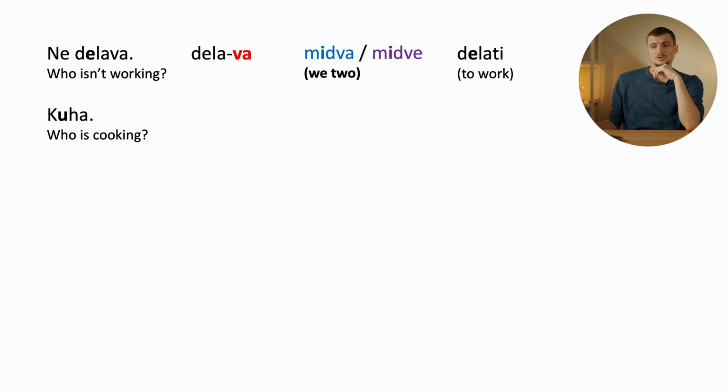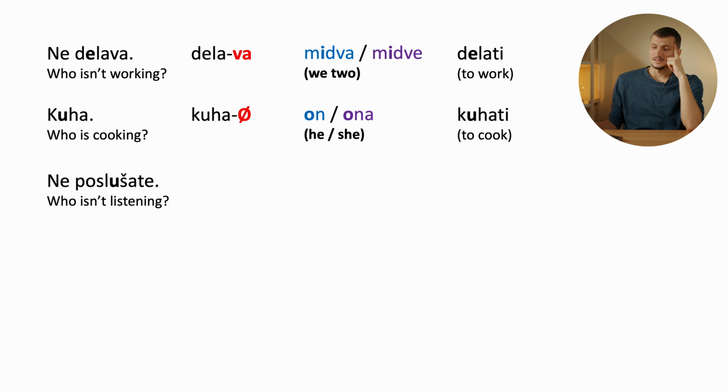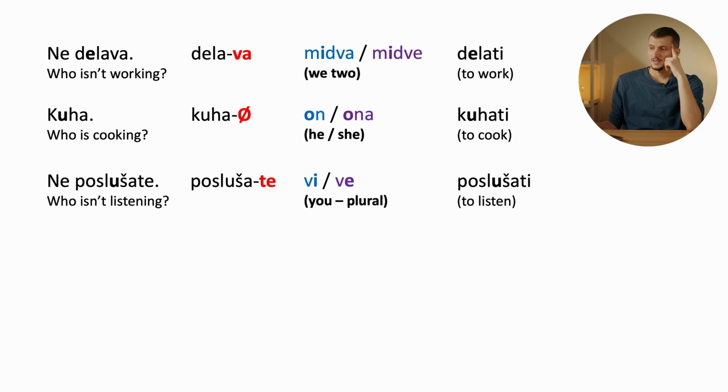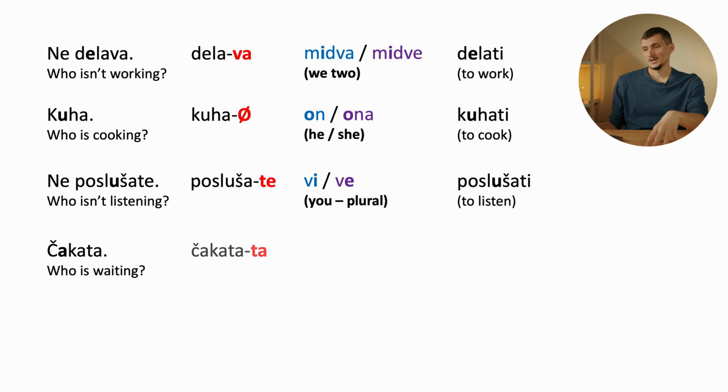Kuha, who is cooking? That's a 0 ending. Kuha, on, ona, kuhati. Ne poslušate. Who isn't listening? It's the te ending. I think this is the first time we have te in these examples. It is you, plural, poslušate. And the infinitive is poslušati. Čakata. Who is waiting? We have the ta ending, the trickiest one, so it can be you two, they two.